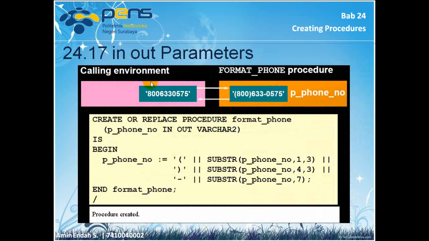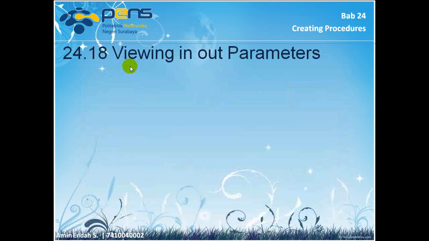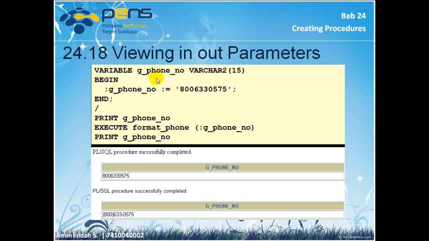IN OUT parameters. The calling environment calls format_phone: CREATE OR REPLACE PROCEDURE format_phone (p_phone_no IN OUT VARCHAR2) IS BEGIN p_phone_no := SUBSTR(p_phone_no, 1, 3) || '-' || SUBSTR(p_phone_no, 4, 3) || '-' || SUBSTR(p_phone_no, 7); END format_phone; Viewing IN OUT parameters: VARIABLE g_phone_no VARCHAR2(15), BEGIN :g_phone_no := '8006330575'; END; / PRINT g_phone_no, EXECUTE format_phone(:g_phone_no), PRINT g_phone_no, and this is the example.